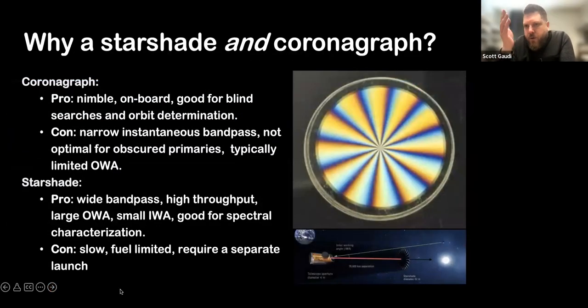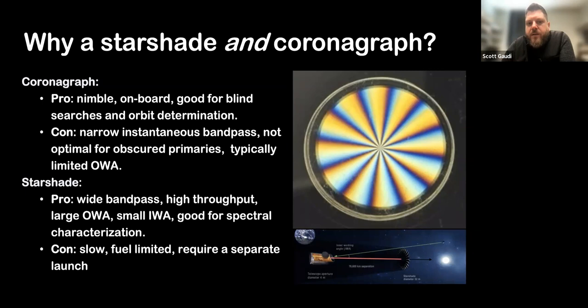One important thing is, why a coronagraph and a starshade? Well, they're very complementary starlight suppression techniques. A coronagraph is nimble because it's on the telescope, so it's very good for blind searches and orbit determination. But coronagraphs are inherently chromatic, and so you get narrow instantaneous bandpasses, which means unless you have multiple channels in your coronagraph, you have to build up the spectra sequentially. And they typically have a limited outer working angle, and they're not good for obscured, on-axis primaries.